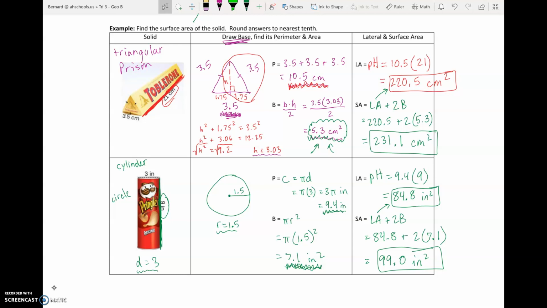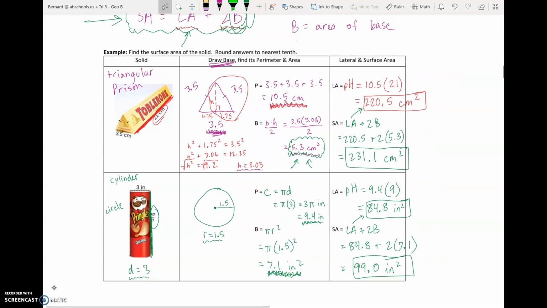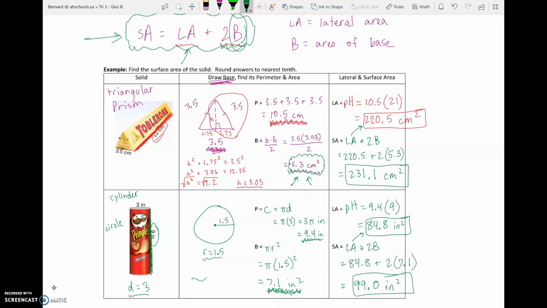So I just want to touch base with you, kind of what we did to work through that problem. Remember, all of this is about starting with identifying the base and drawing it, and then figuring out the perimeter of that base and the area of that base. And then we use those things, so that's P and B, to figure out lateral area and finally surface area. So all of this is like a process, and we've got to take it step by step.